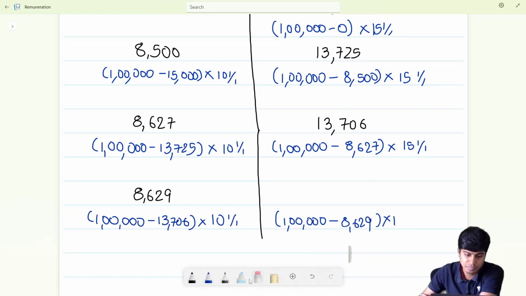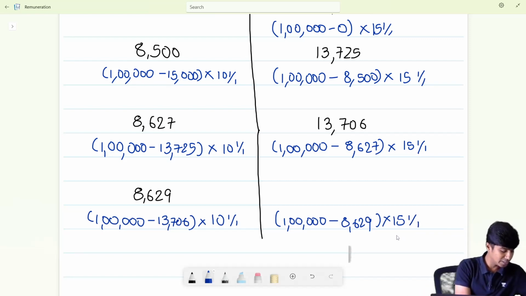Sorry. Can you hear my stomach grumbling? Hungry. 15%. Yeah, come on. Let's go ahead and then do this now.